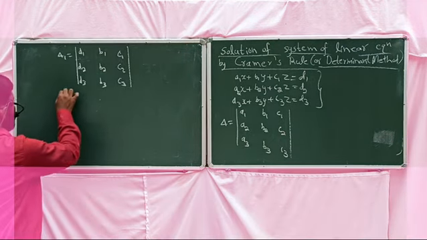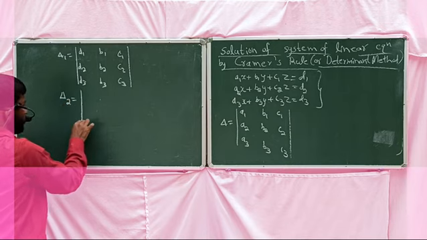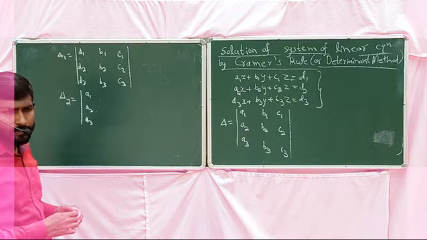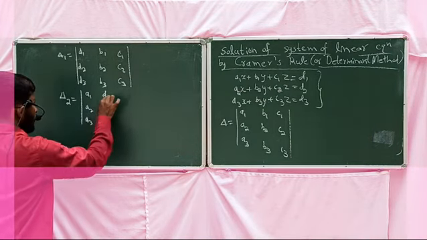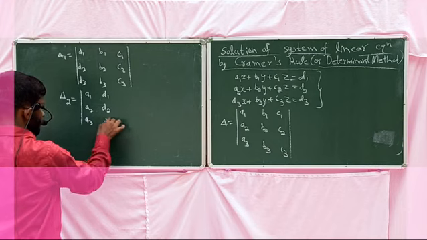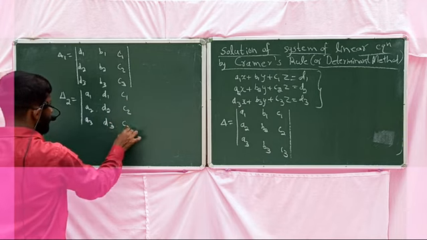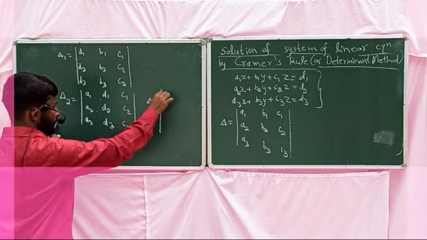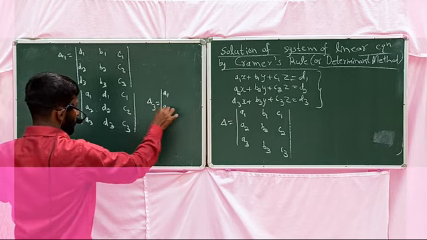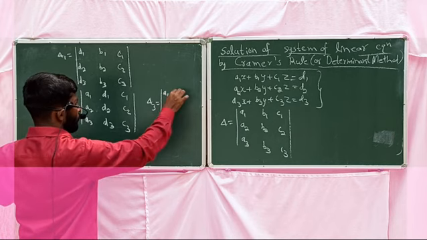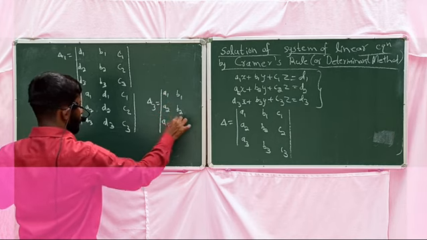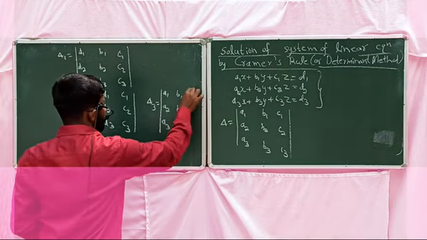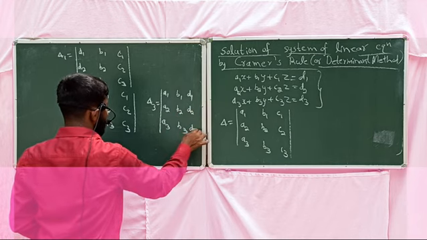Then the delta 2 value, similar to delta 1. For delta 2, write the coefficients of x, a1, a2, a3. Then replace the coefficients of y by d1, d2, d3. Here c1, c2, c3 remain the same. Then delta 3, similar to delta 2. Write the coefficients of x in column 1, that is a1, a2, a3, the coefficients of y in column 2, b1, b2, b3, and replace the coefficients of z by the constants d1, d2 and d3.